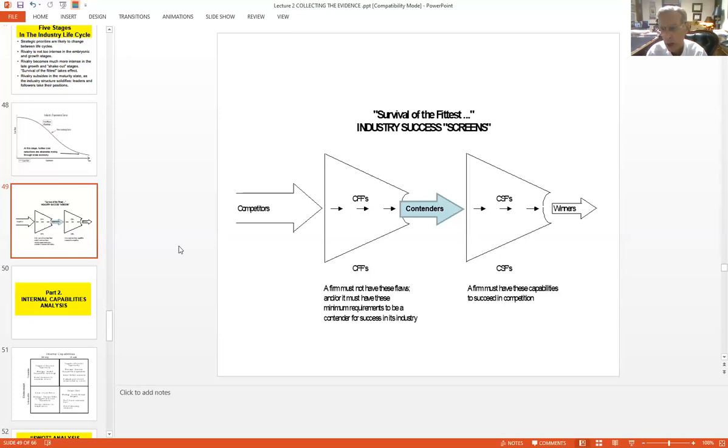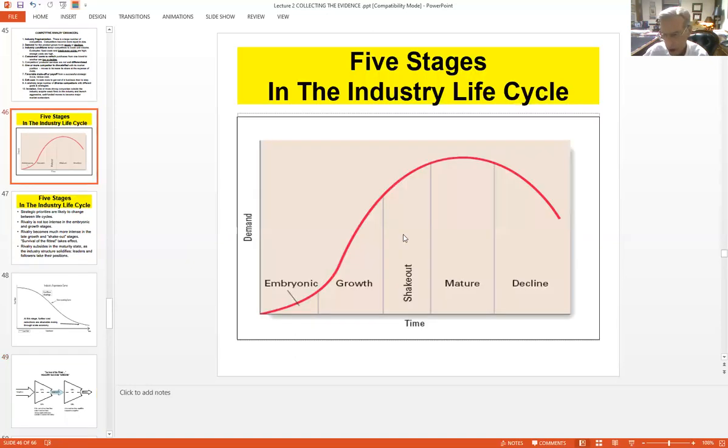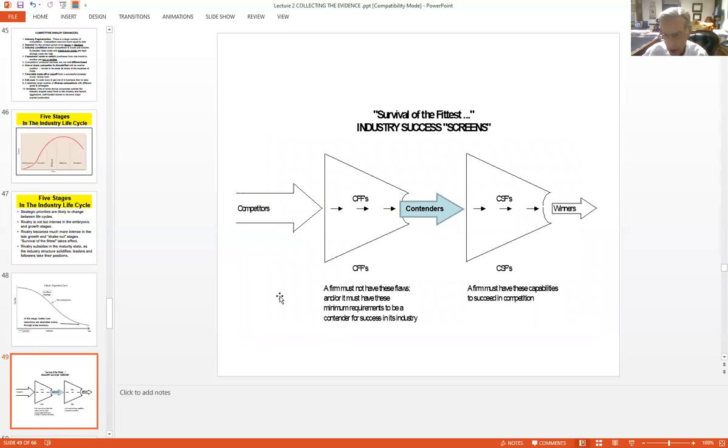Some firms do a good job at acquiring those capabilities to perform the basic mission of an industry. Others don't. And if they don't do an adequate job, they will be eliminated in the shakeout stage, right? Here's where firms fail to pass through this screen of critical failure factors. So a firm must not have certain flaws, inefficiencies, perhaps inability to produce adequate quality, the ability to meet customer requirements, certain technological capabilities, and so forth. But these are the basics that are required to be a contender for industry leadership.